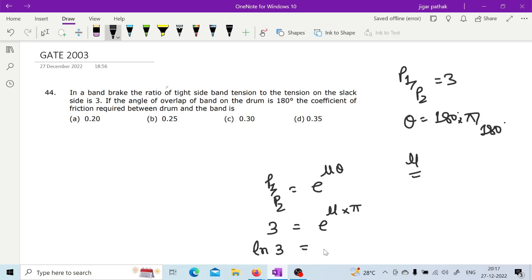Sir, in the case of block brake with long shoe, will only learning the formula for torque capacity work, or will the full derivation be needed? Will this kind of question come?